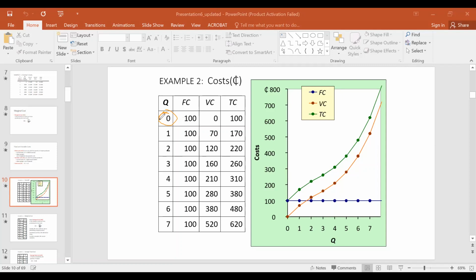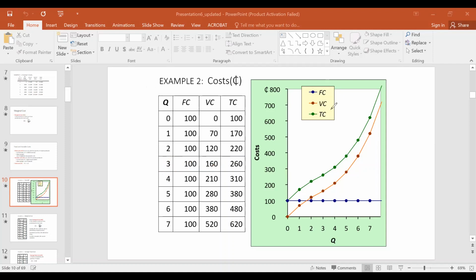Of course, when you produce 0, you don't pay variable cost because you haven't produced. So that's the difference. Cost of raw materials. If you don't produce, you have not incurred cost for raw materials. And total cost, I'm not going to talk about this column. It's always going to be the sum of these two. If you produce 3 units, cost of land is the same, and variable cost is 160. So total 260.